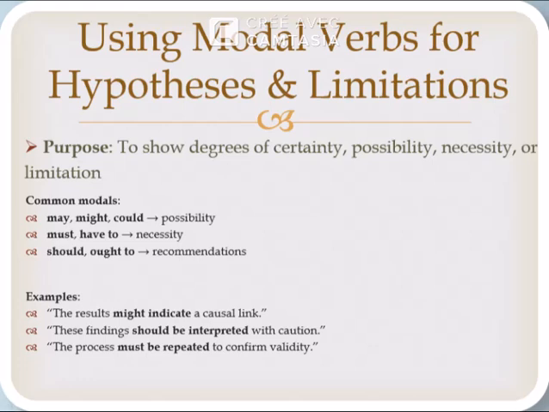We generally use three types of modals: may, might, and could. These express possibility. For example, we use them when we are not completely certain about a result. Must and have to. These indicate necessity, when something is required or essential. And we use should and ought to. These are used for recommendations or suggestions based on evidence or reasoning. Let's look at the examples.